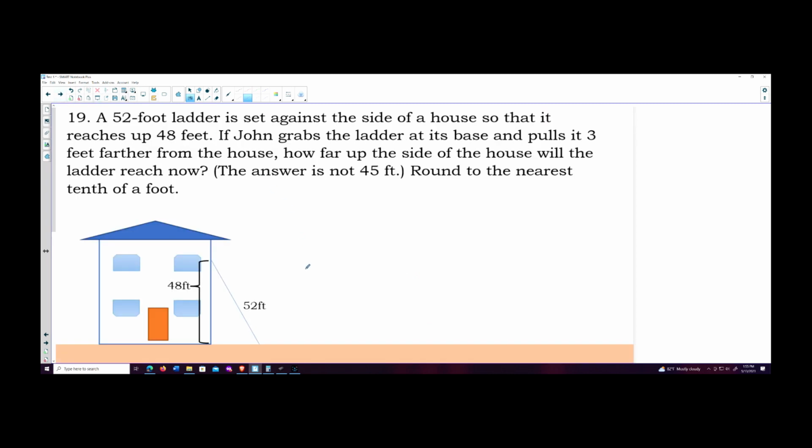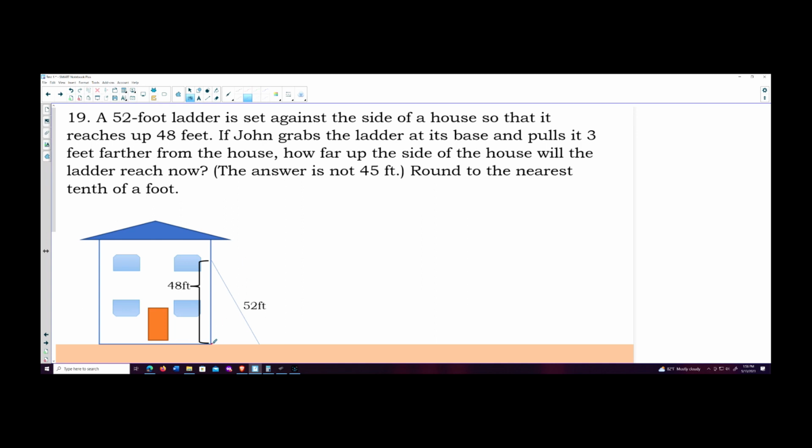Now, if you worked your Delta Math, you worked this problem already. In Delta Math, they didn't give you the drawing. I gave you the drawing right here. So basically, you have the ladder, 52 feet. You have how high it goes up the house, 48 feet. So that is Pythagorean theorem. Again, I'm looking for a leg.